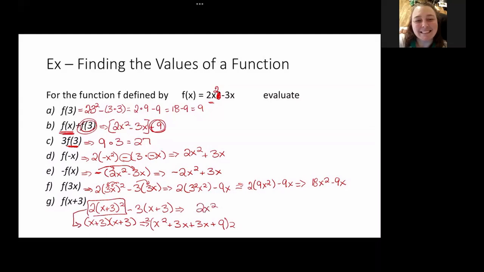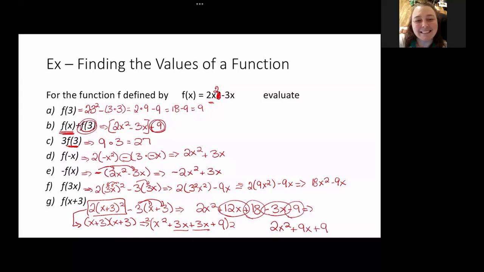Remember, 2x squared plus, let's see, 3x and 3x is 6x. 6x times 2 is 12x plus 18 minus 3x minus 9 from that. Now let's put everything together that kind of matches. So I have a 2x squared. I've got that one and that one. So 12 minus 3 is 9, plus 9x. Then I have an 18 and a minus 9. So it's going to be a plus 9. So there's my final answer on that one.